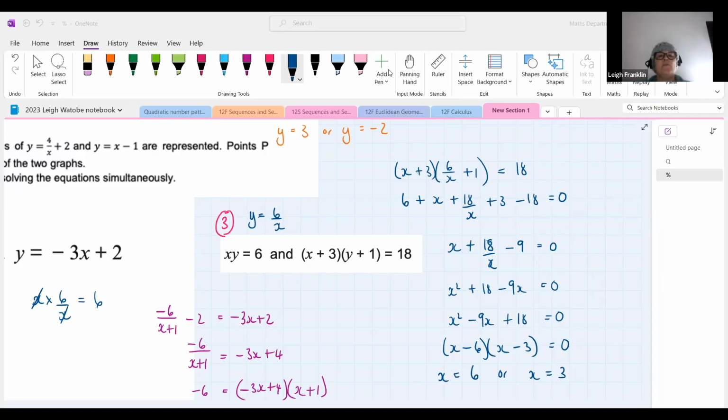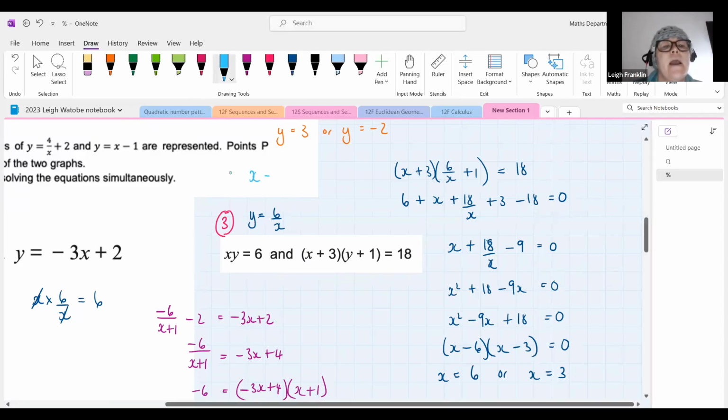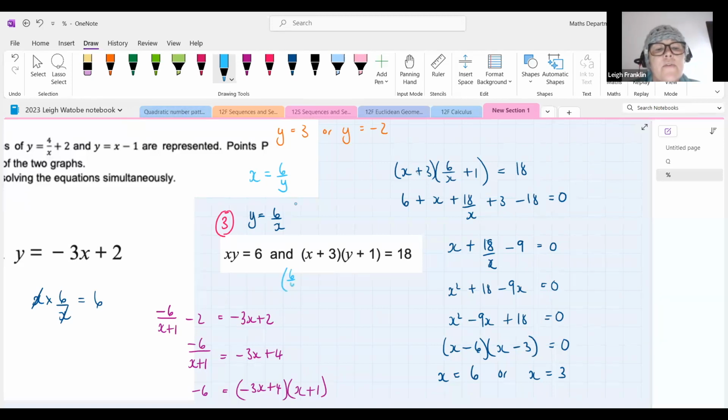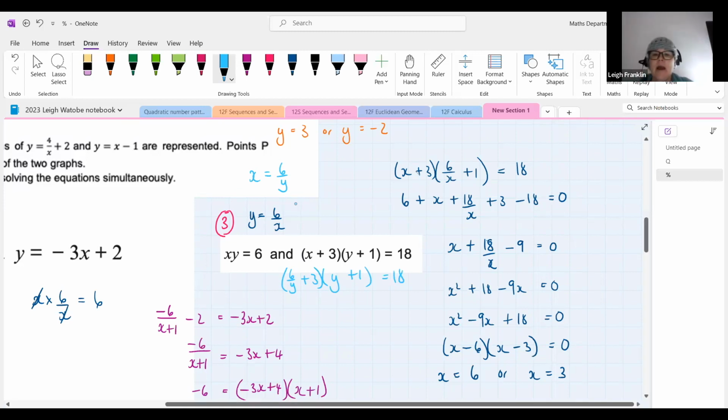Cornelia, I don't think that we will have the time to be able to do that, but it's not going to make any difference. If you had x as the subject, x would be equal to 6 over y. So you would have 6 over y plus 3, times y plus 1, equals 18. It would be exactly the same thing. You'd just be working in terms of y instead of terms of x.